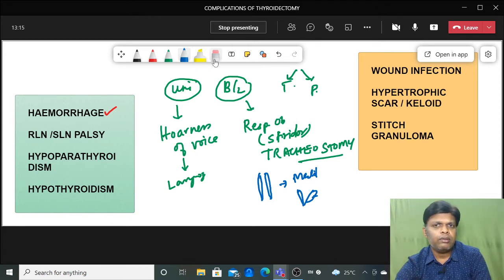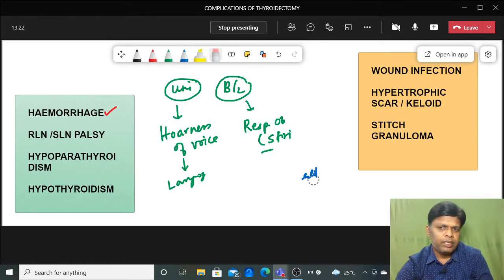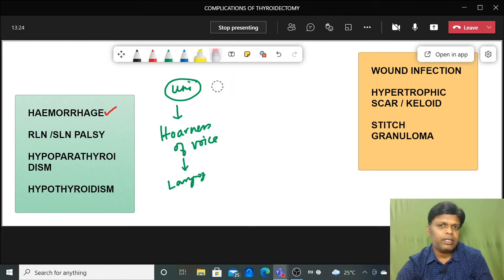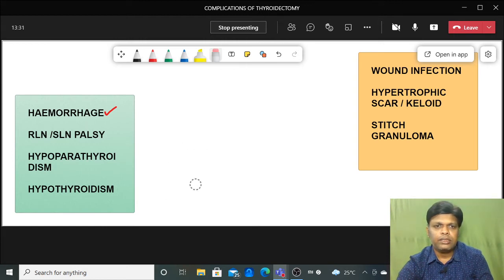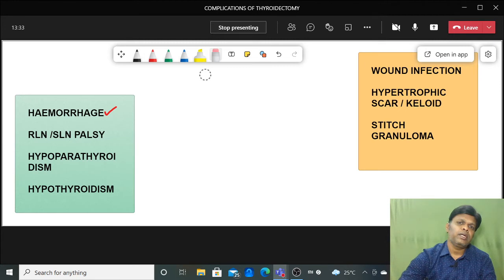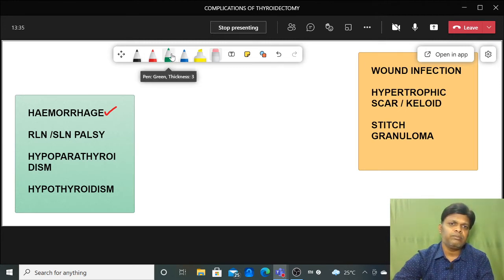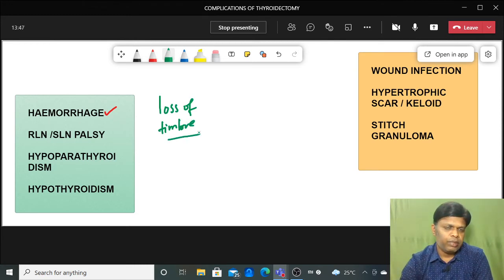And what will happen when there is a superior laryngeal nerve palsy? Particularly the external branch, it will be injured when you are ligating the superior thyroid pedicle. Most of the time the patient presents with a simple symptom, that is a loss of timbre of voice. That will be the presentation in superior laryngeal nerve palsy.